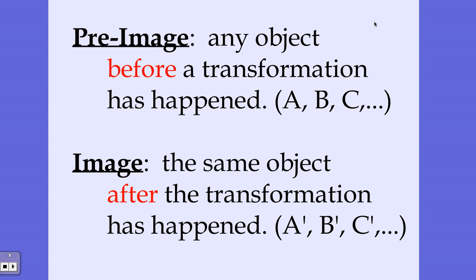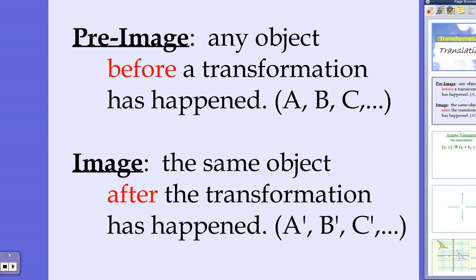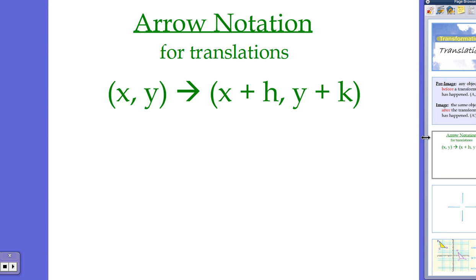So let's talk about what's happening here. First of all, some hugely important vocabulary terms. A pre-image is an object before the transformation has happened. So that's my A, B, C shape. The image is that exact same object only after the transformation has happened. So this is my A prime, B prime, C prime image. Let's get rid of this.